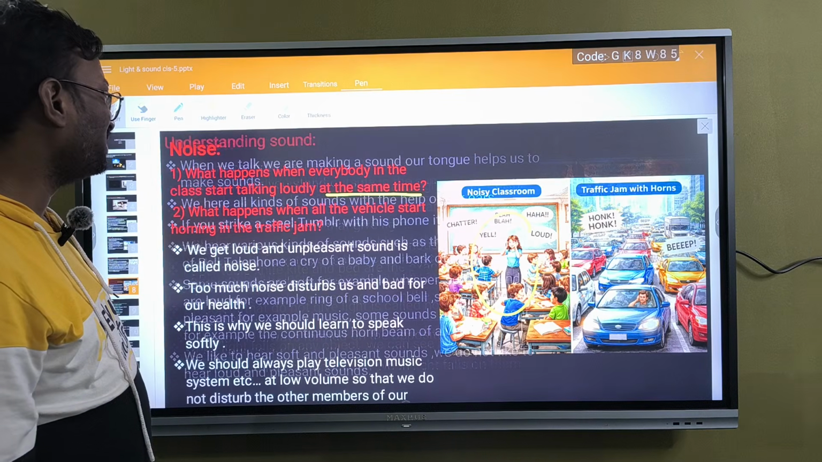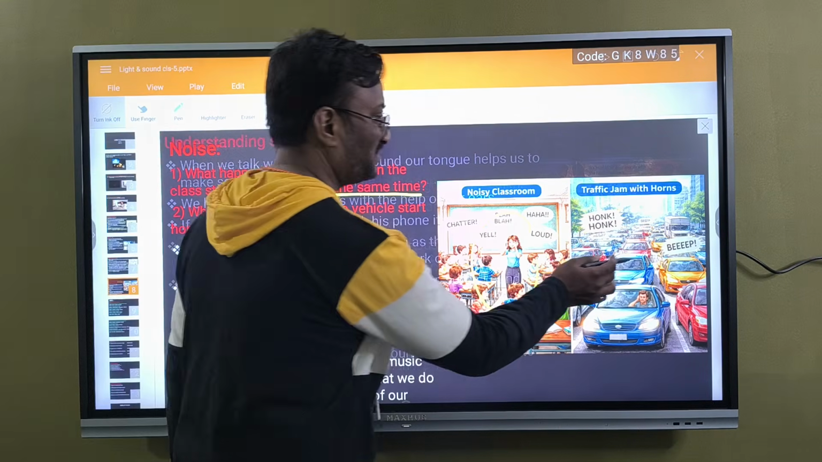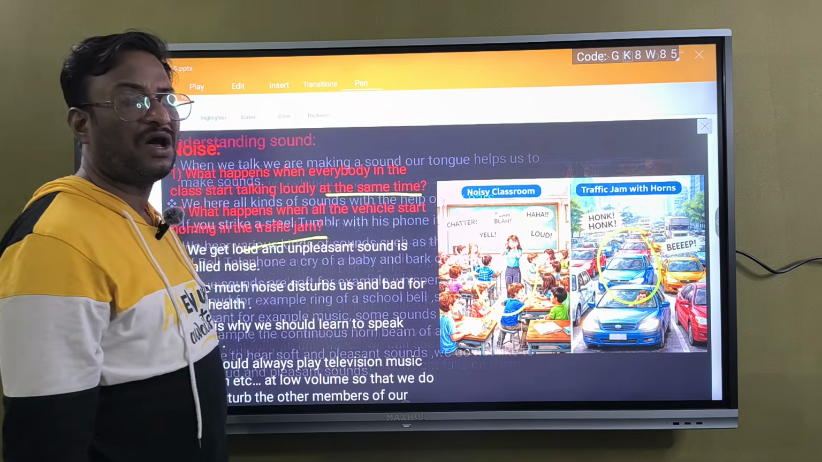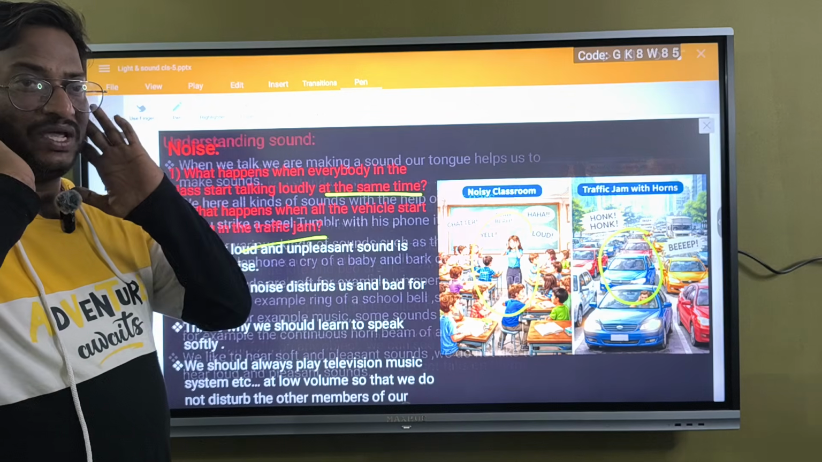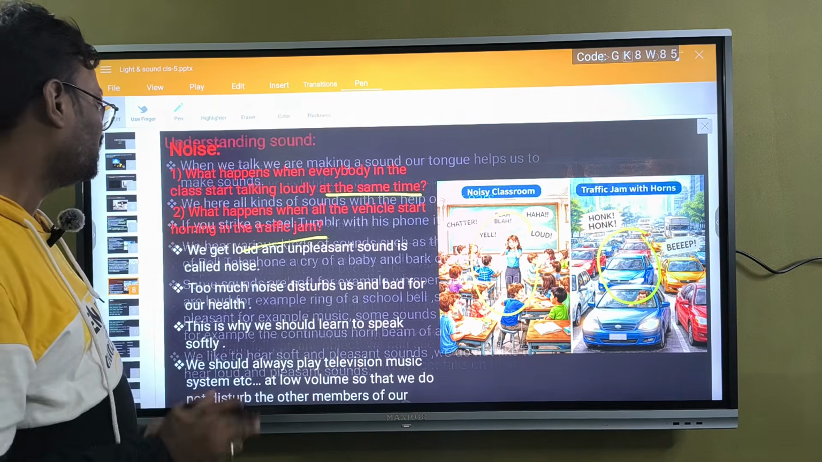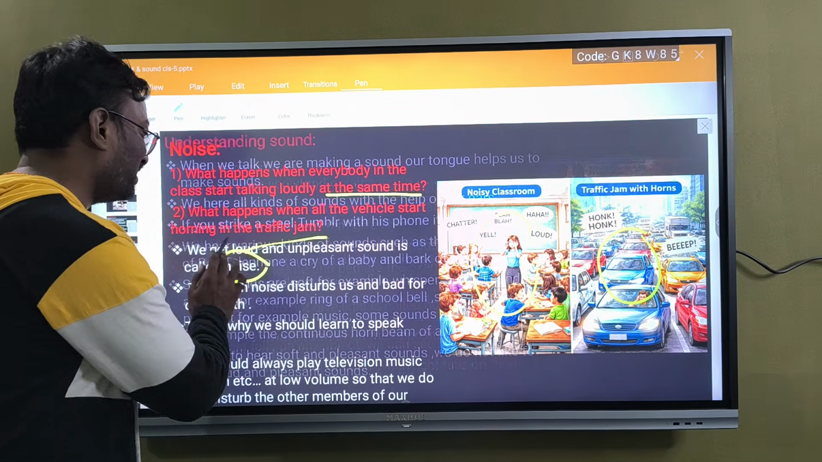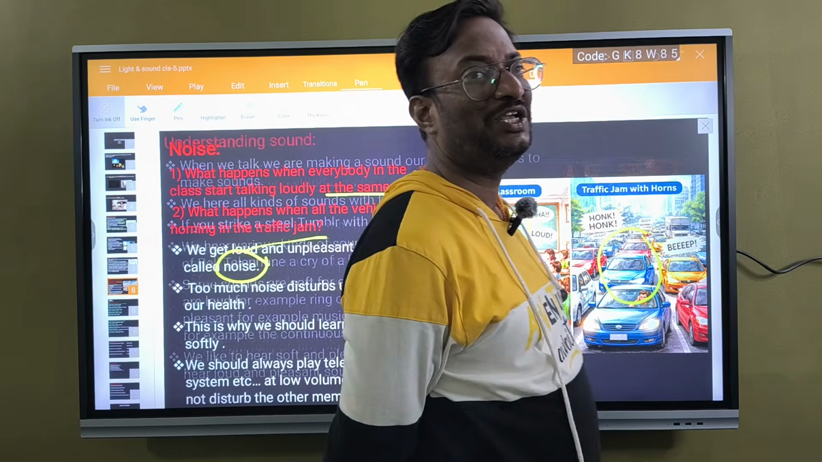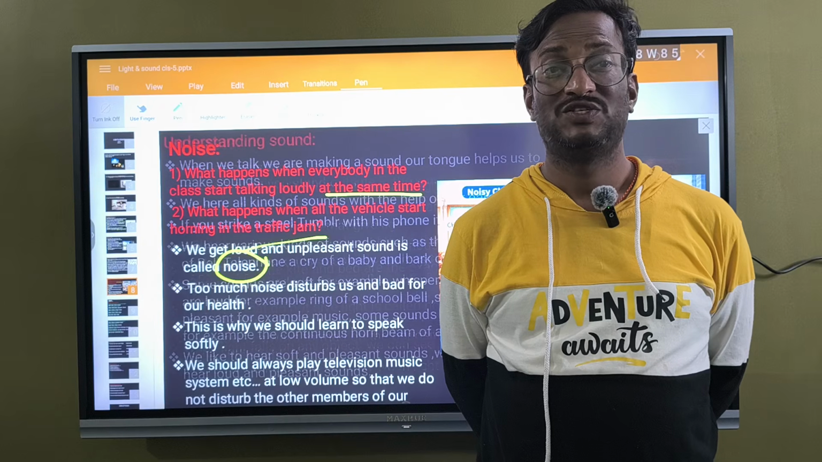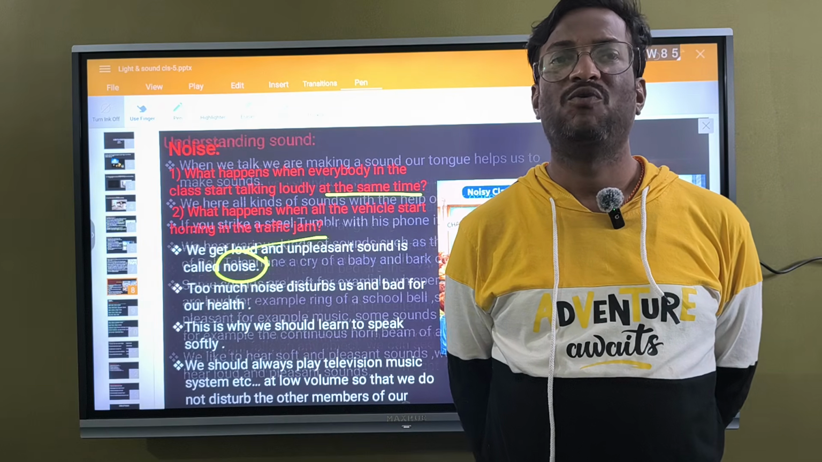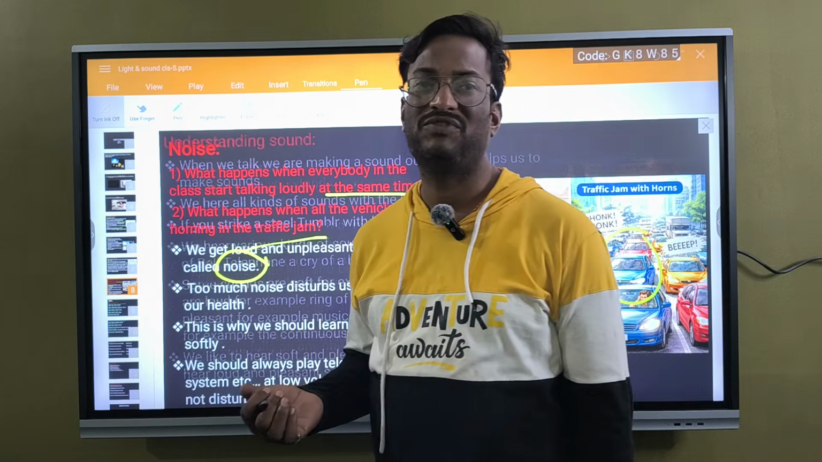Next, what happens when all the vehicles start horning in the traffic? There will be huge traffic, so all vehicles will try to horn at the same time. That will be very horrible. We cannot listen to that sound. A loud and unpleasant sound is what we call noise. That is why your teacher generally says, please students, don't make noise. So noise is an unpleasant sound which is unbearable to hear.